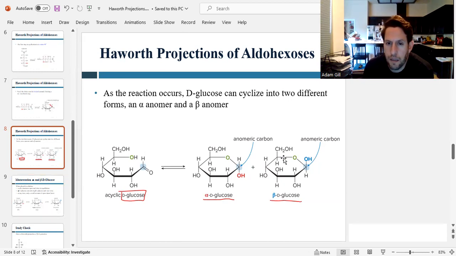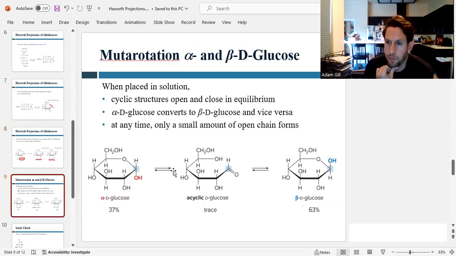Now, because this is a reversible process, meaning the sugars can close and open, close and open, they form an equilibrium. And so your open chain form can close as beta and then open back up. And then maybe it closes again and it's alpha. And then maybe it opens up, closes again as alpha, opens up beta, right? And it's just an equilibrium, and it can go back and forth over and over again.